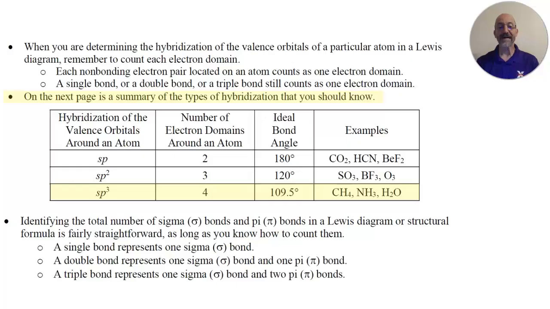All right, and then finally, identifying the total number of sigma bonds and pi bonds in a Lewis diagram or a structural formula is fairly straightforward as long as you know how to count them. So a single bond represents 1 sigma bond. A double bond represents 1 sigma bond and 1 pi bond. And a triple bond represents 1 sigma bond and 2 pi bonds.